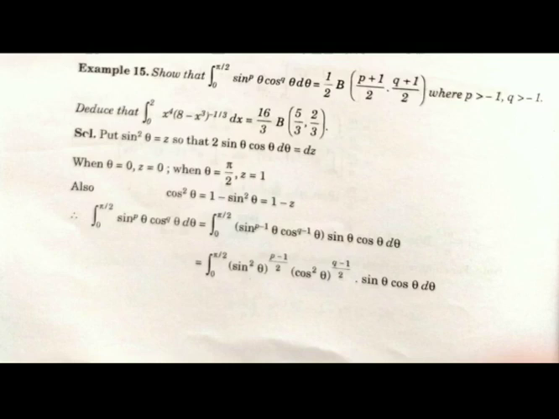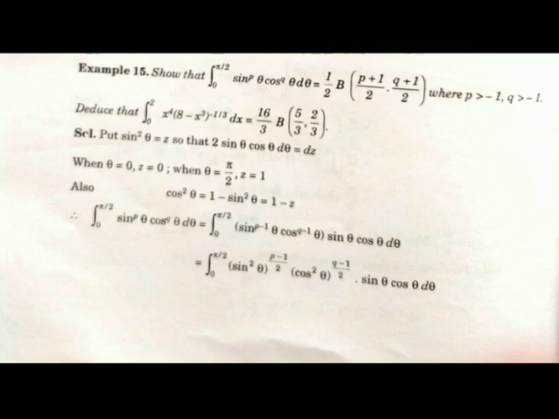Next is also asked: deduce that the integral from 0 to 2 of x^4 into (8 minus x cube) raised to minus 1 by 3 dx is equal to 16 by 3 beta of (5 by 3, 2 by 3). Okay, let's see the first one. It's a very important first part.